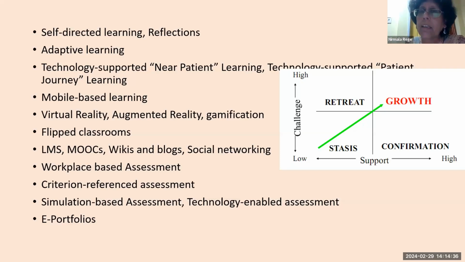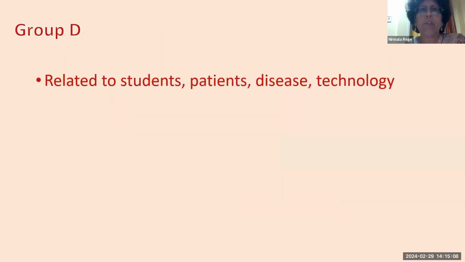If the support is low and the challenge is high, our students will not like to do anything, so there is a retreat. They will say it is out of their area of interest, or they can't manage it. If the support is high and the challenge is low, it can be used for confirmation. But growth will occur where the support from the faculty, in the form of feedback and mentoring, is high and the challenge is also high. This one has to be remembered.